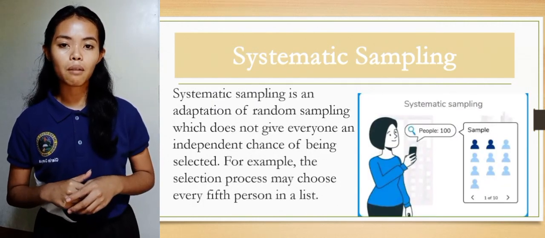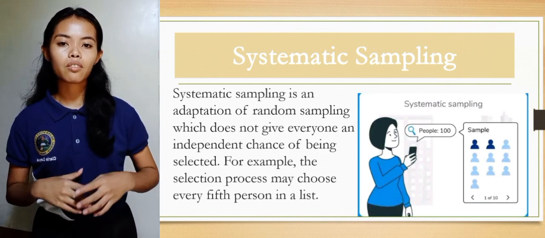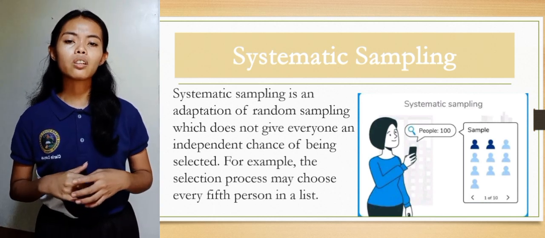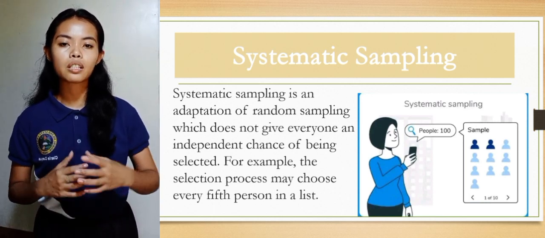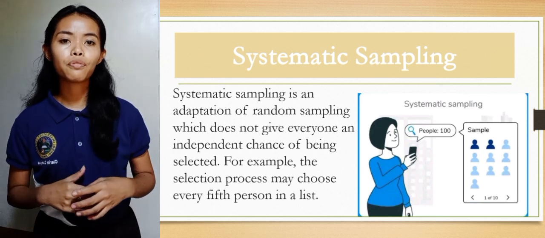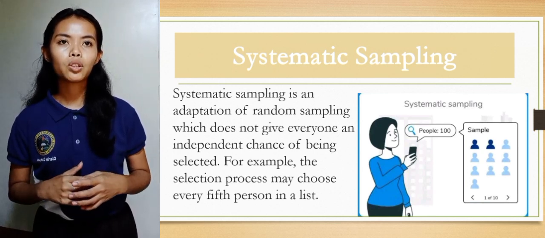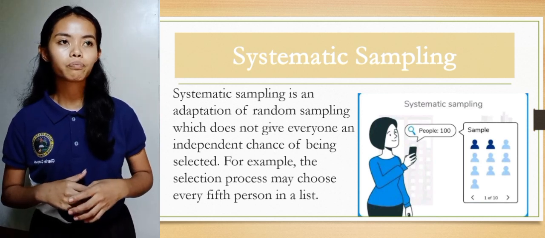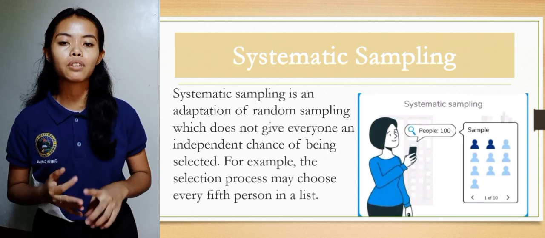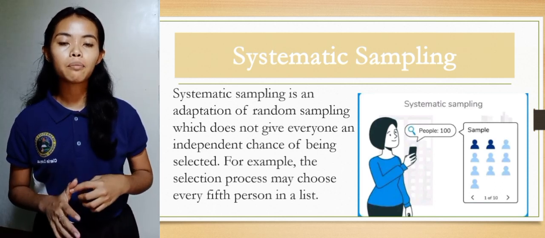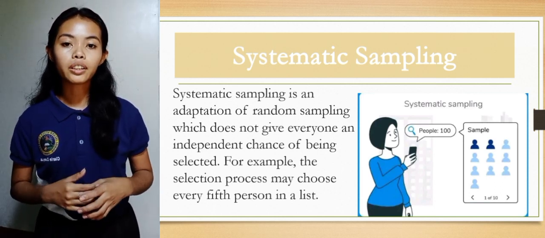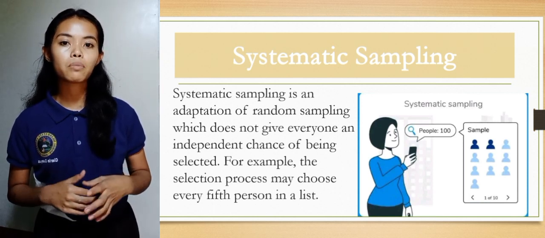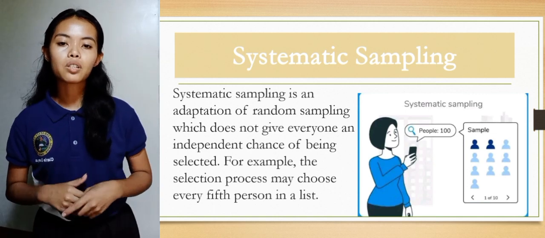Next is systematic sampling. From the word systematic, there is a process, there is a step, or there is a method that the researcher used. For example, the selection process may include every fifth person in the list. Say your sample size is 30. You start with 5, 10, 15, 20, 25, until you obtain your target 30 respondents. Or you can also use even numbers in your sampling frame, or odd numbers, like that.